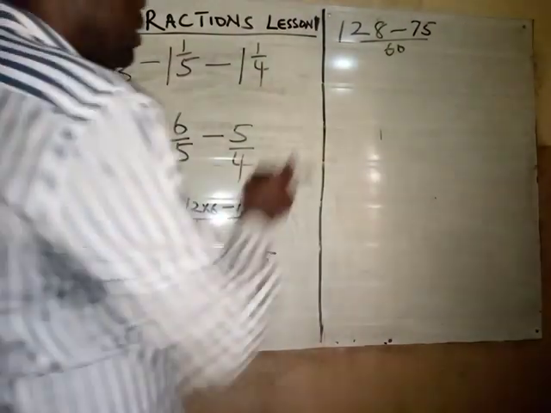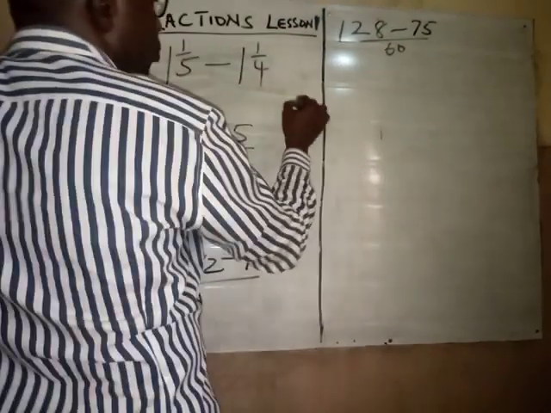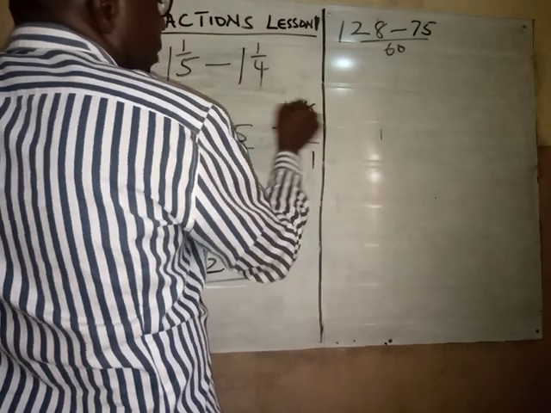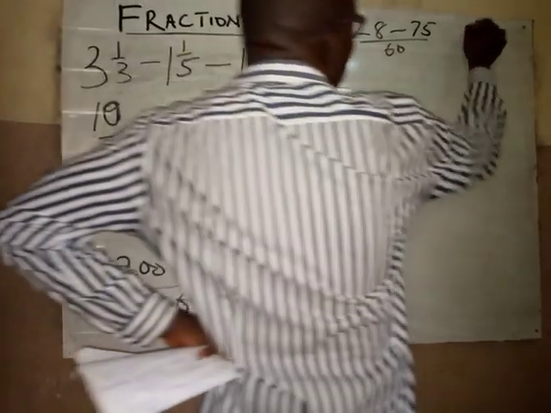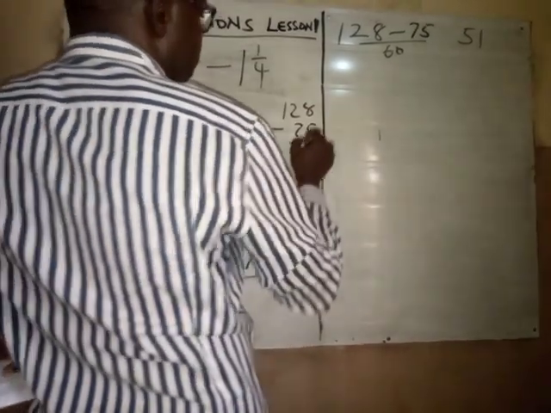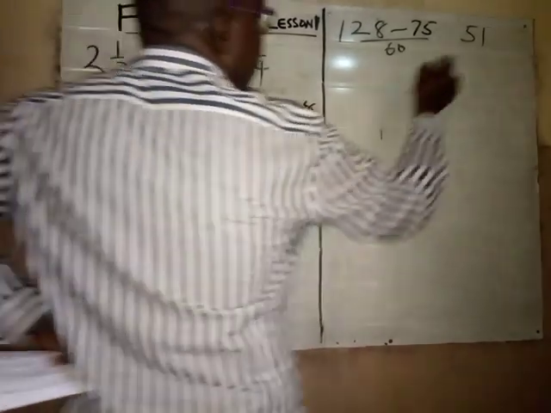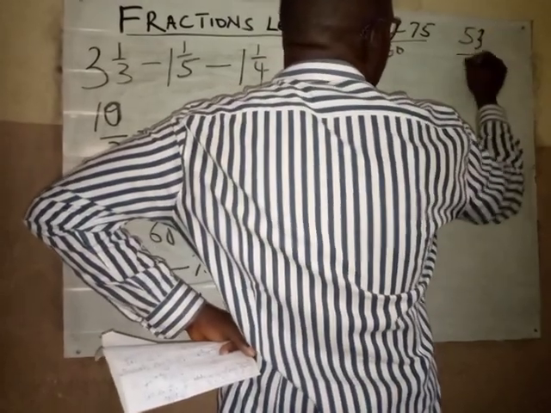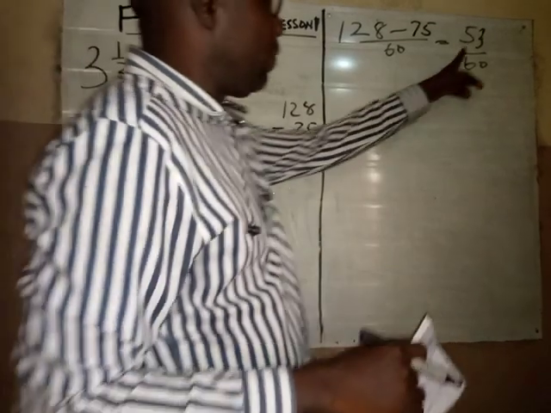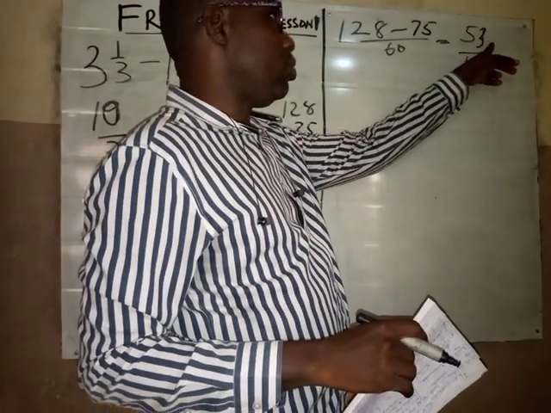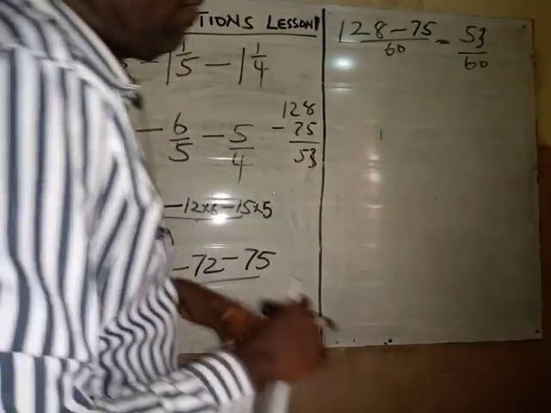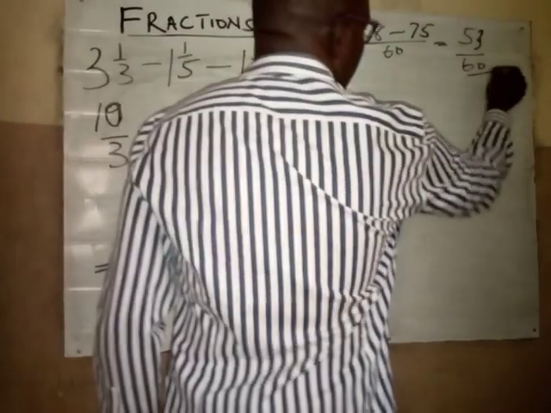All over 60. So by the time you subtract 128 minus 75, this will give you 53. At this juncture, you will check: this is a proper fraction because the numerator is smaller than the denominator, so you can't divide further. So your answer becomes 53 over 60.